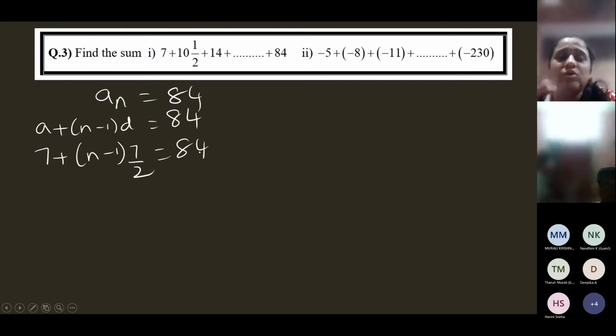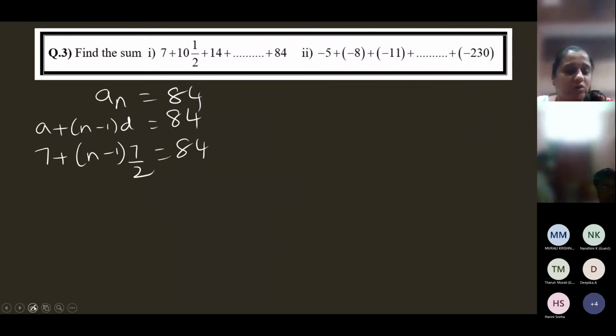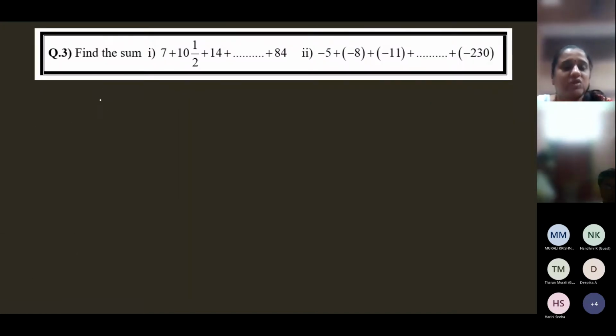So children, I told you, you need to know the values of a, n and d. You know a, you know d. You don't know n, but you should find n. Who will tell you the value of n? 84. An is equal to 84. Work that and find the value of n. So what do you get for n? n is equal to 23. When you work, you get n is equal to 23.